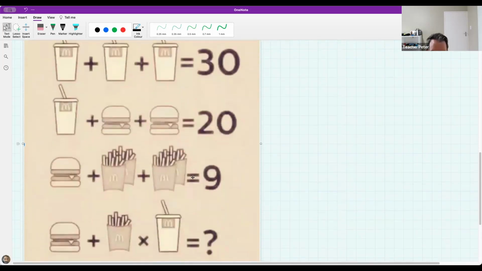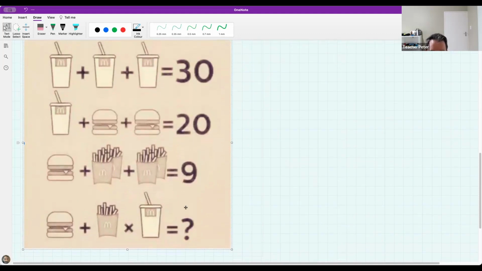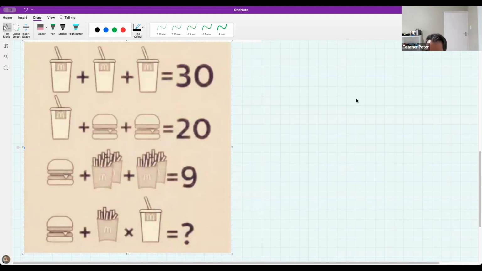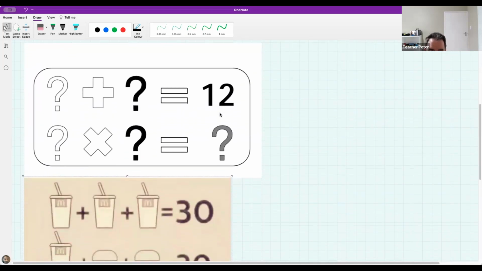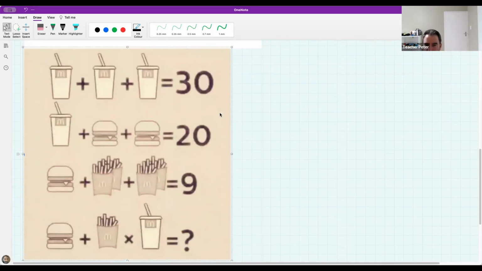So what is a burger plus a set of fries times a milkshake? Yeah, Nomfundo, you smashed it. It's going to be a 6 plus 6 is 12. I just thought it could be a whole bunch of answers, but let's go with the McDonald's one.